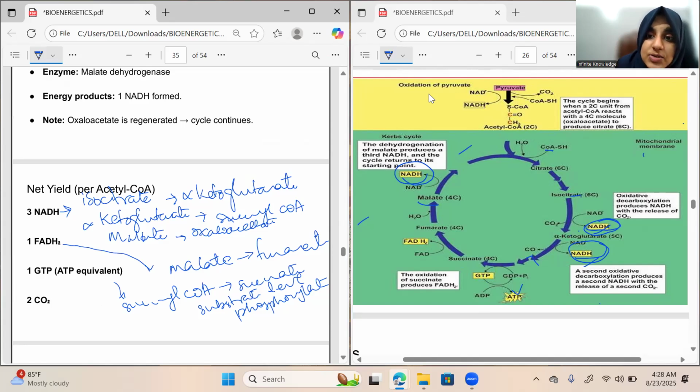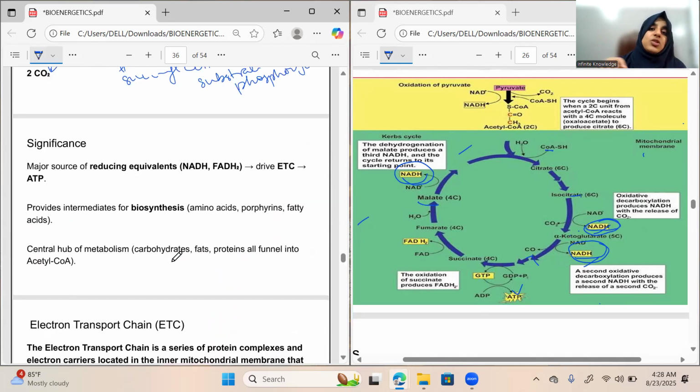Where is carbon dioxide being produced? It is produced at the level of oxidative decarboxylation. First, oxidative decarboxylation occurs when isocitrate is converted into alpha ketoglutarate. The second one occurs when alpha ketoglutarate is converted into succinyl CoA. So these are the steps where carbon dioxide is being produced. I hope this is clear. We are done with the Krebs cycle. Let's move on to the significance.